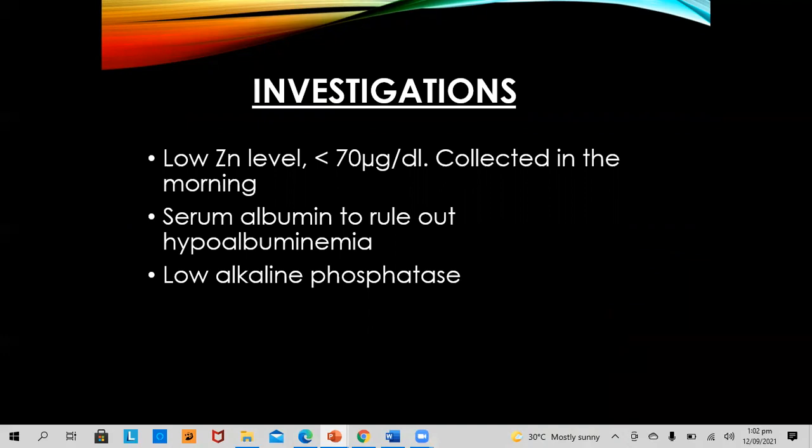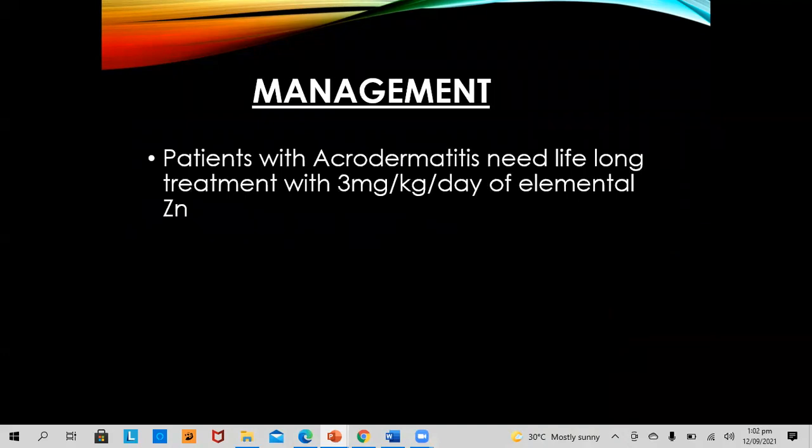Investigation: there is low zinc level, less than 70 microgram per deciliter, when the sample is collected in the morning. Serum albumin is also low, and there is low alkaline phosphatase level. Management of acrodermatitis needs a lifelong treatment with 3 milligram per kilogram per day of elemental zinc.